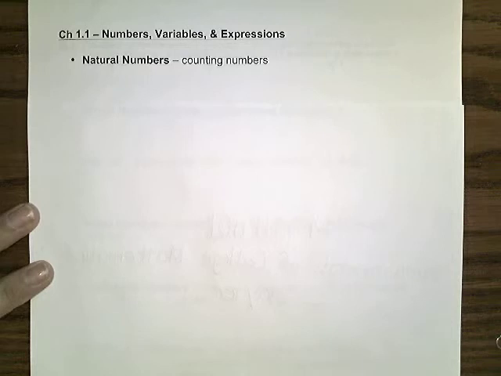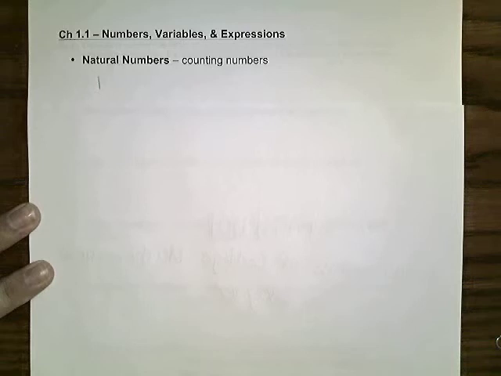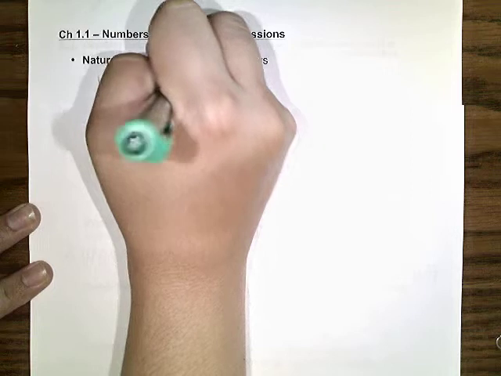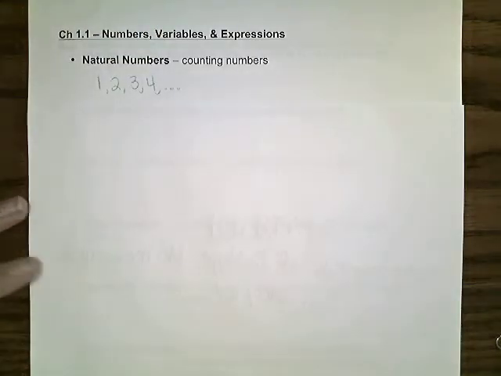Well, what number do you start counting with? You start counting with 1. So 1 is an example of a counting number, and then when you count, what's the next logical number? 2, 3, 4, and so on and so forth. Right? You continue to go on. We use an ellipsis just to show that it's a never-ending sequence.